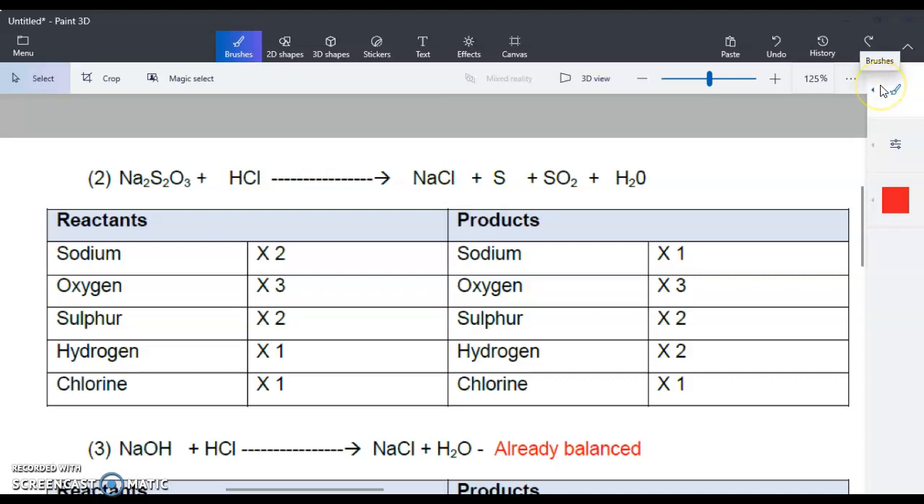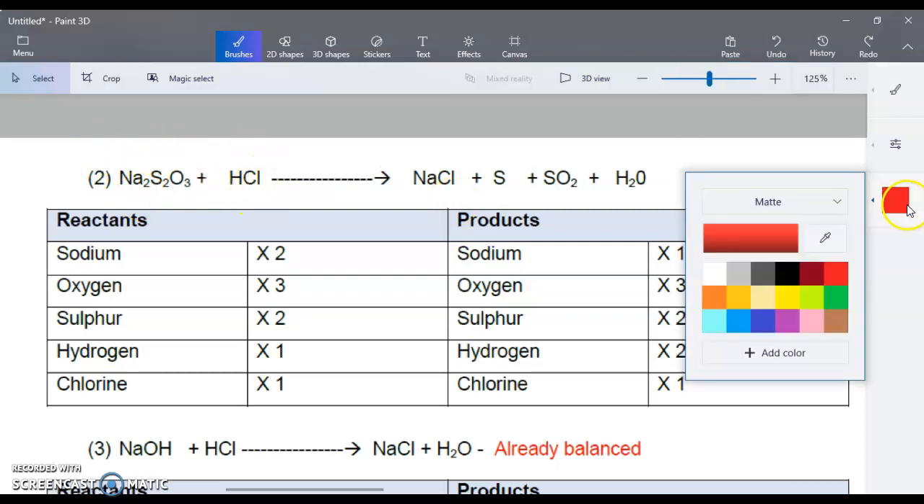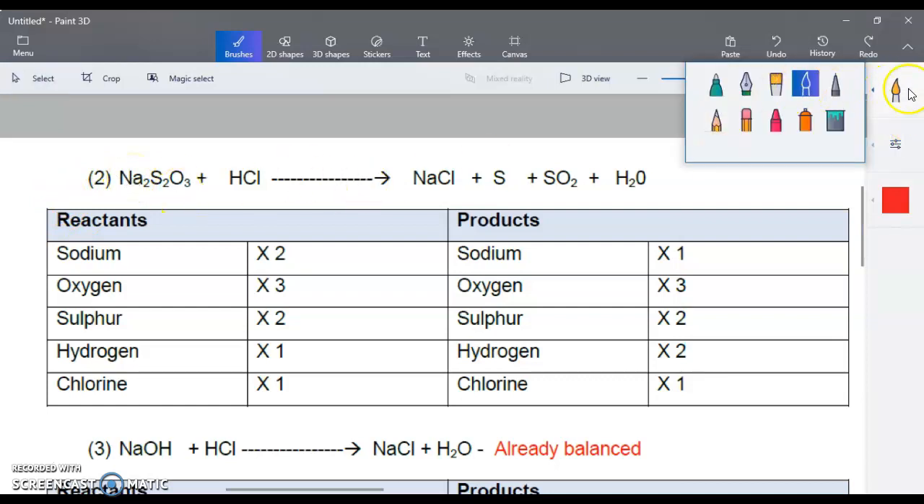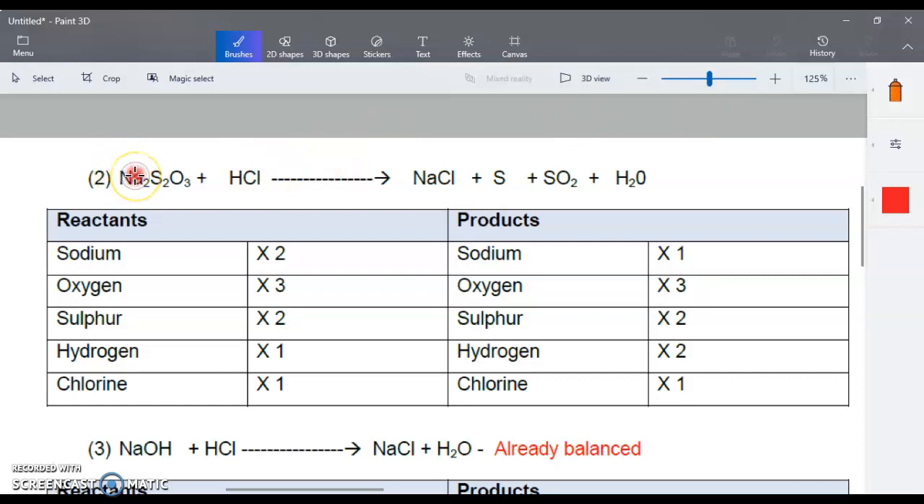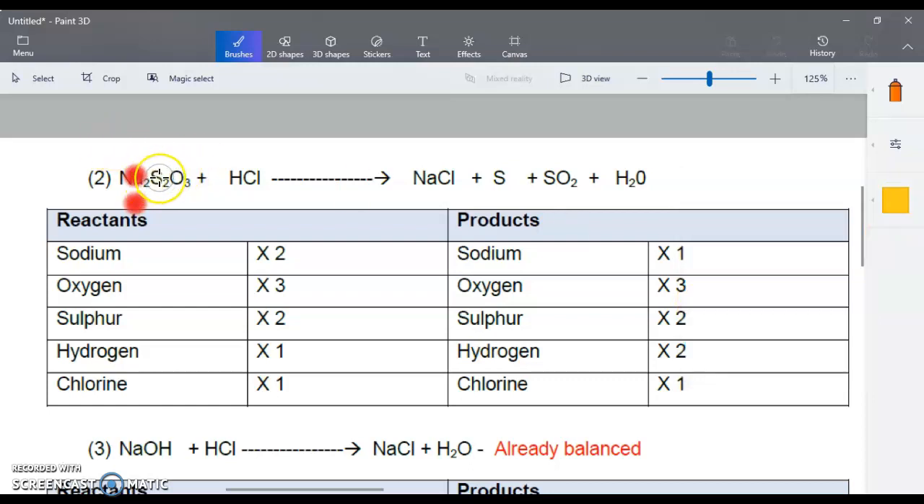So the first thing we're going to do is have a look at question number 2, and we're going to use the Skittles approach. Just looking at the reactant side, or left-hand side, you've got 2 sodiums. I'm going to be using red for that. So there's 1 sodium and 2 sodiums. That means that your sodium number is correct. Let's use this for sulfur. There we go, there's 2 sulfurs, number 1 and 2, because of that little 2 next to the sulfur atom on the right hand side.